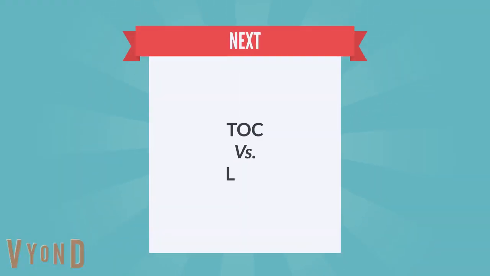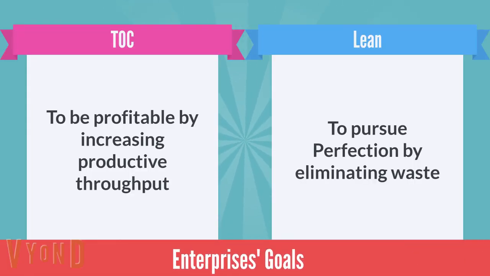Next, I will compare 2 popular management methodologies, the theory of constraints and Lean, from several aspects, which may help you understand the pros and cons of these 2 methodologies and facilitate better decision-making on production scheduling. TOC considers that the enterprise's goal is to be a profitable organization both now and in the future, achieved through increasing productive output, reducing inventory, and cutting operating costs.